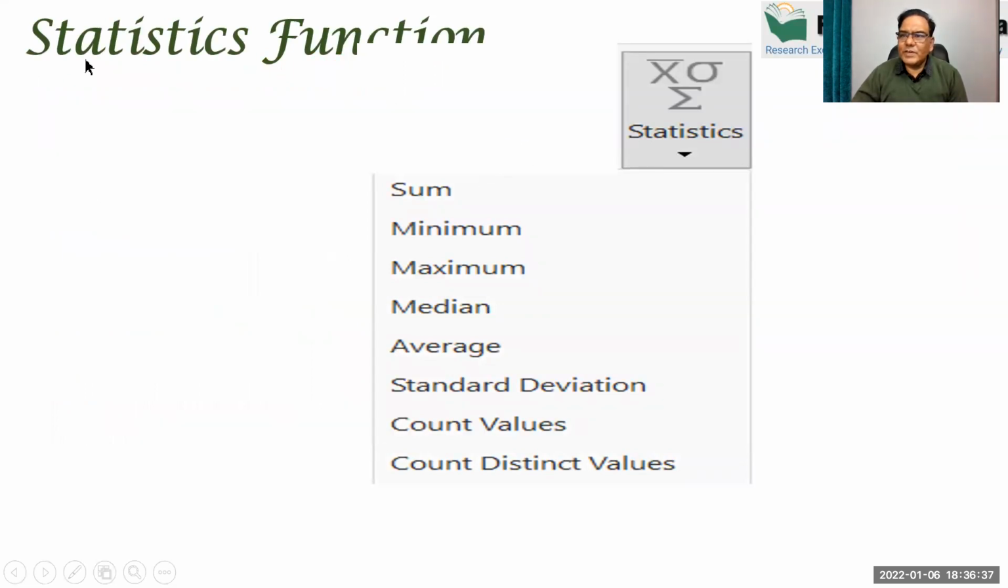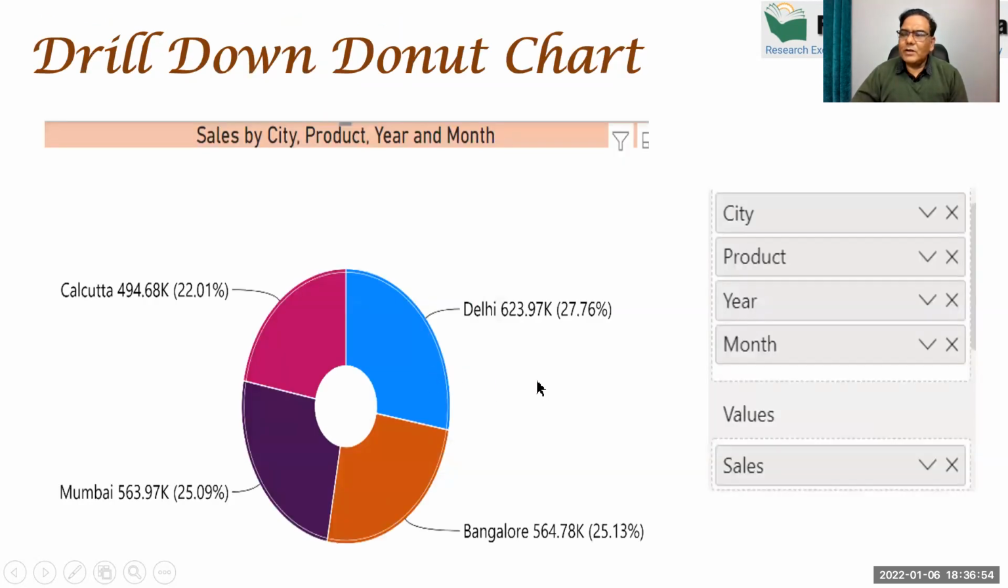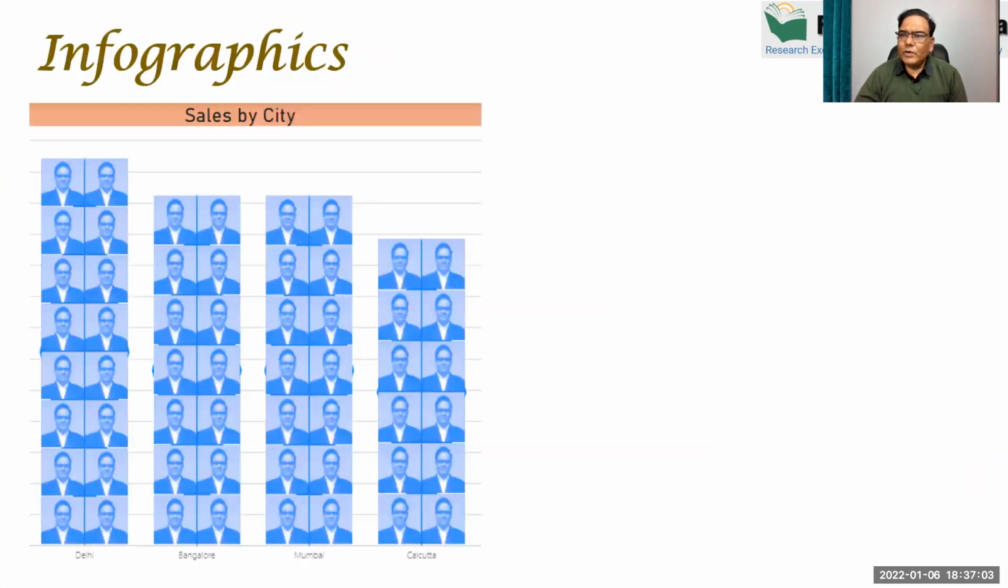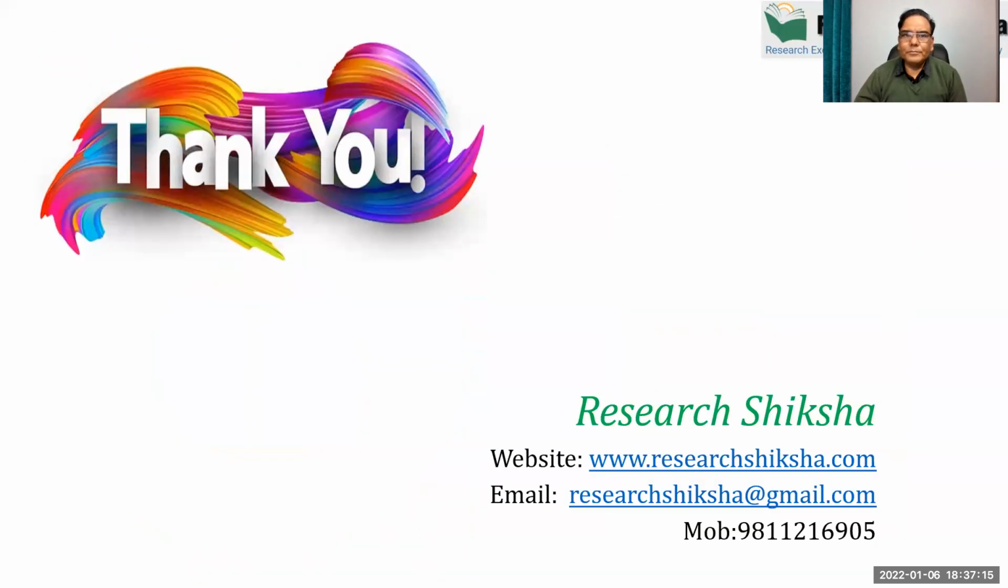Then we will use some statistics functions. These are the basic functions like sum, minimum value, maximum value, median value, average value, standard deviation, like that. So we will learn how to apply these statistical functions. Then we will learn these 5 or 4 important charts. Number 1, drill down donut chart, drill down pie chart, infographic chart, where you can put your image or the company logo in the chart. Sunburst chart. This is the agenda for today.